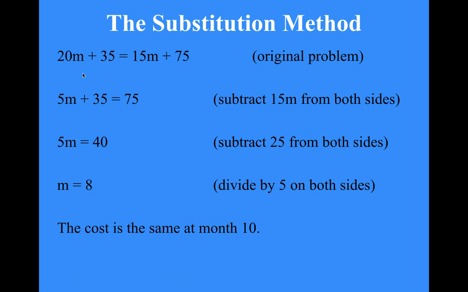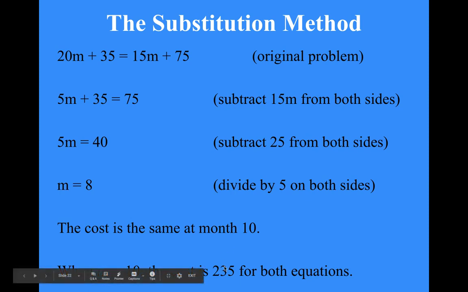Well, if I plug in 8 times 20, I get 160. 160 plus 35 is 195. Same thing here. 15 times 8 gives me 120, and 120 plus 75 also gives me 195. Okay? Since 195 equals 195, my coordinate's actually going to be 10, comma, 195. So the cost is the same at month 10. So when m equals 10, the cost, which is c, is equal to 235 for both equations.